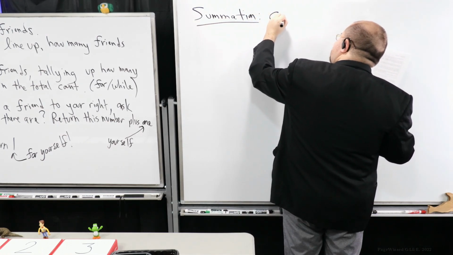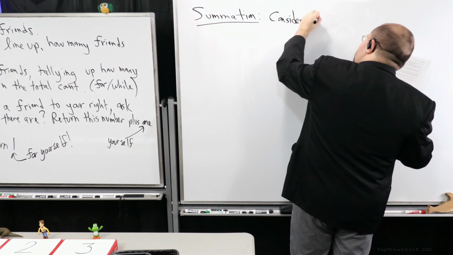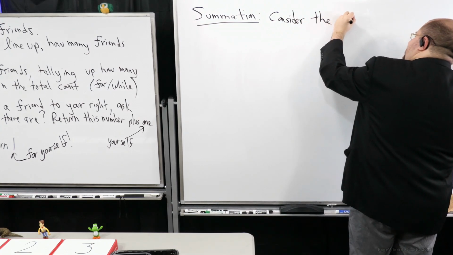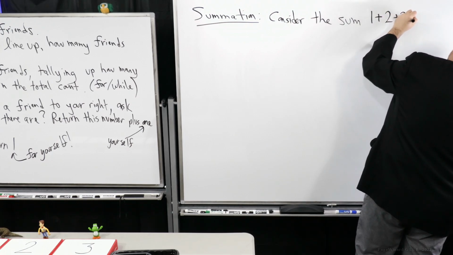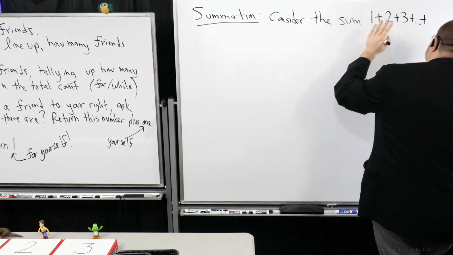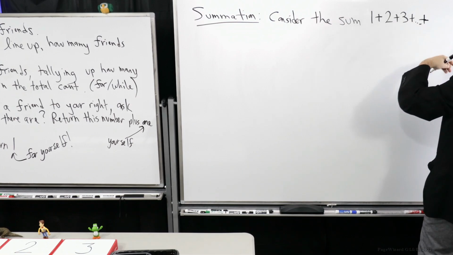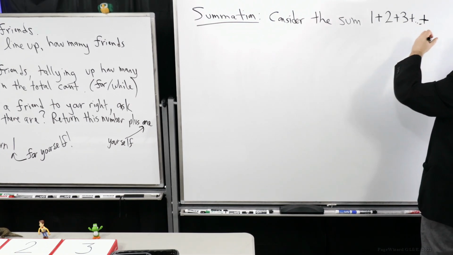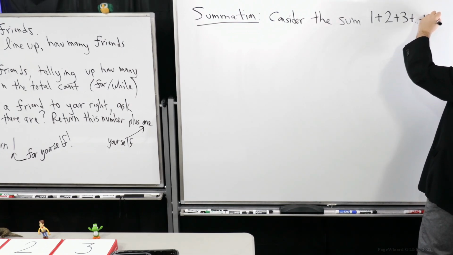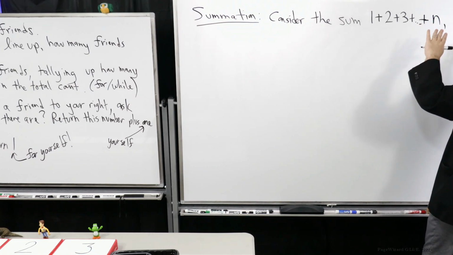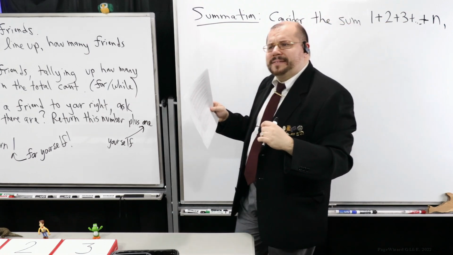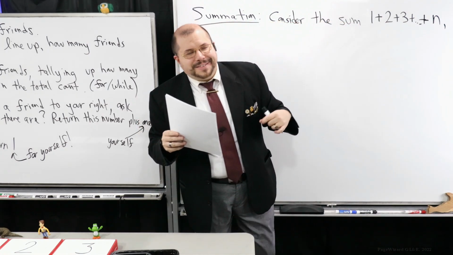So consider the sum 1 plus 2 plus 3 plus all the way up to some positive integer. So that's like 1, 2, 3, 4, any number that's bigger than that. That's a whole number. And so suppose I want to evaluate what this sum is, given n. So I would like to know that.